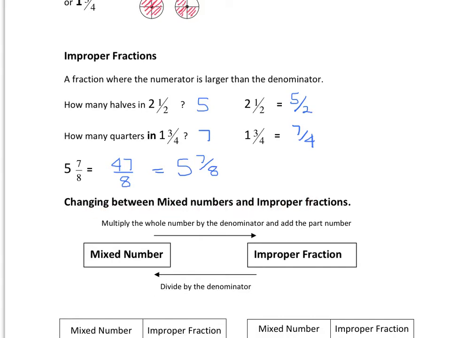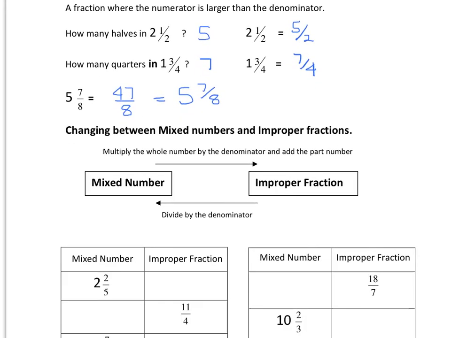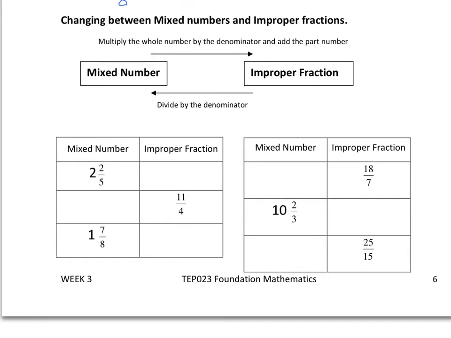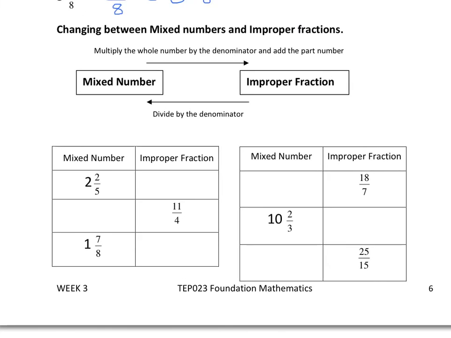So changing between mixed numbers and improper fractions. To go from the mixed number to the improper fraction, multiply the whole number by the denominator and then add the part number. And to go in the other direction from the improper fraction to the mixed number, just divide normally by the denominator. So we're going to finish off just by practicing a few of those. We've got a table to complete here, changing between mixed numbers and improper fractions.